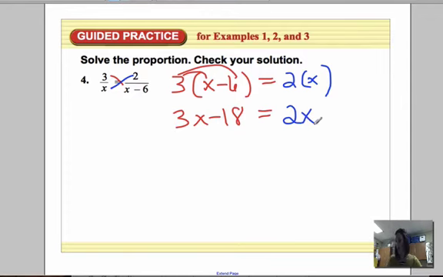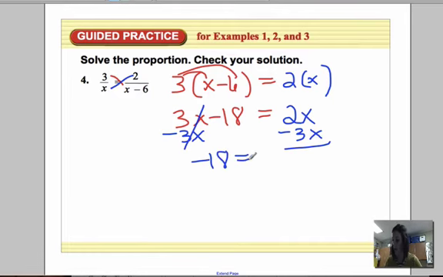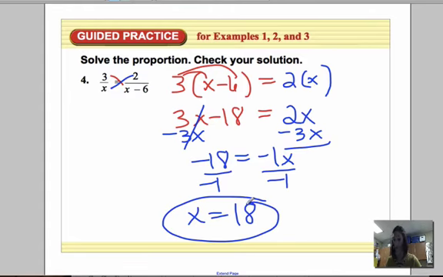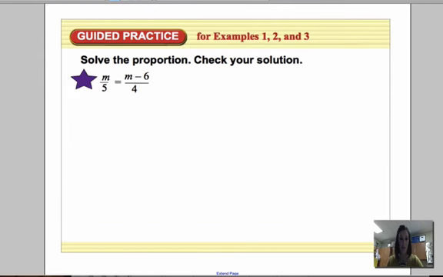2x. I need to get all my variables onto the same side, so I'm going to subtract 3x because it's positive. So I have negative 18 equals 2 minus 3, which is negative 1x. Divide by negative 1, x equals 18. So again, what I did was I took my cross products. Product is multiply, so I multiplied my diagonals, and I set them equal to each other, simplified each side, and then solved for x. So go ahead and try this problem on your own.